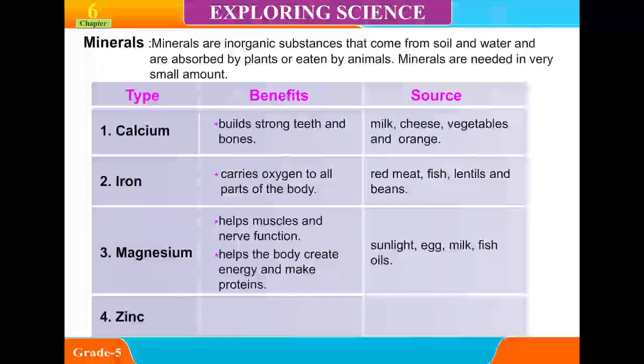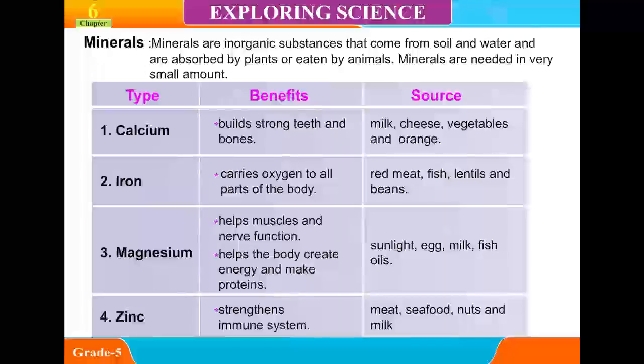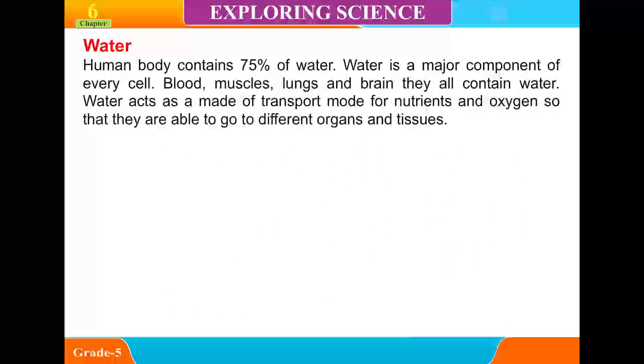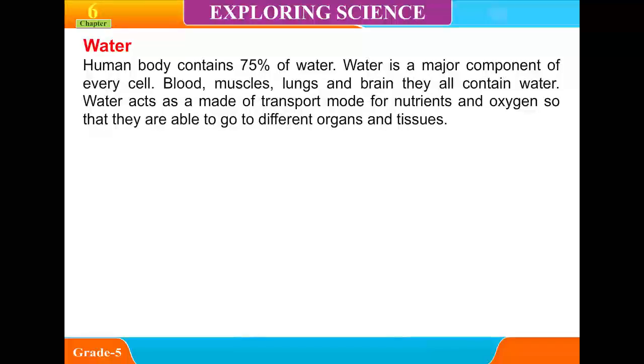Type: 4. Zinc. Benefit: strengthens immune system. Source: meat, seafood, nuts and milk. Water. Human body contains 75% of water. Water is a major component of every cell. Blood, muscles, lungs and brain, they all contain water.